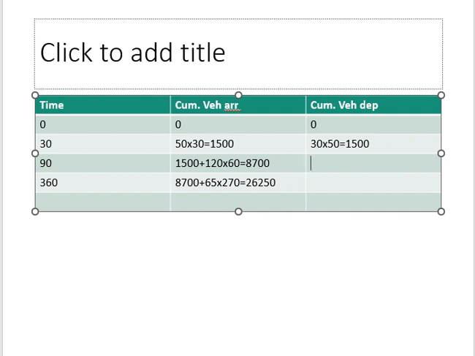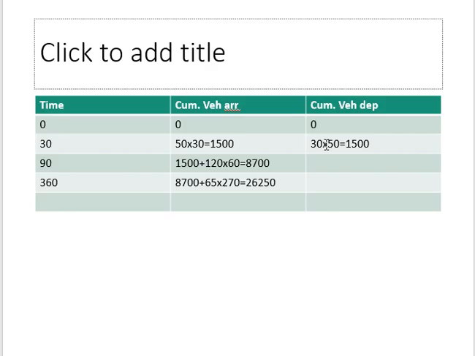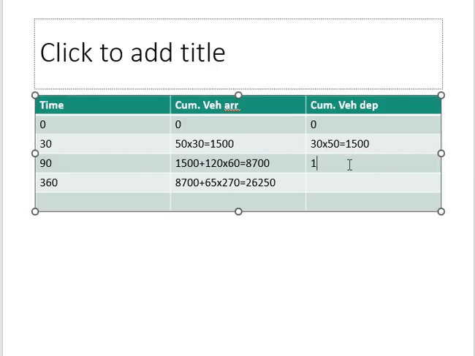In the next 60 minutes, what was happening? Vehicles arriving at 120, but they were leaving at what? What was the rate at which they were leaving? 75, because this is the capacity. It cannot be more than capacity, right? So up till 30, it is 1500. After 30, it is 75 per minute. So whatever I have at 30 plus 75, how much? 6,000.